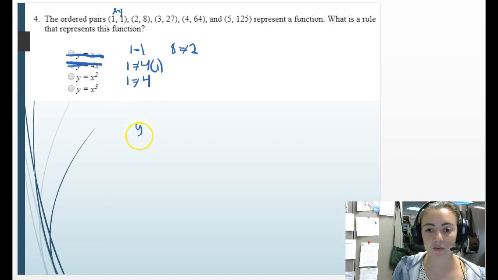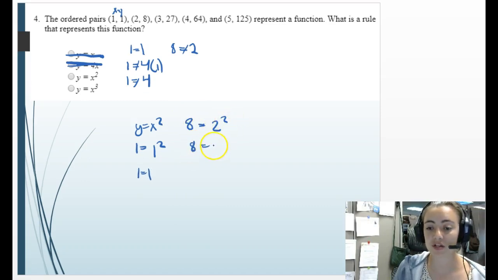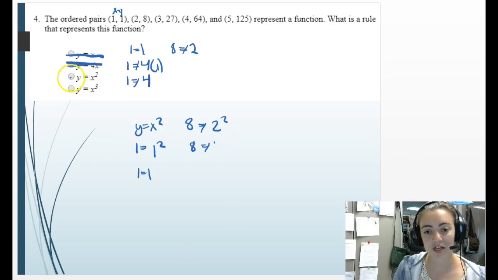All right, what about this third one? y is equal to x squared. So when y is 1 and x is 1, is 1 equal to 1 squared? 1 squared is 1, so that works. Let's see if it works for 2 and 8. So when y is 8, x is 2. 2 squared, so 2 times 2 is 4. Is 8 equal to 4? No, so this one doesn't work either.